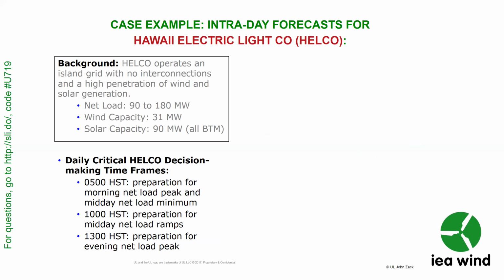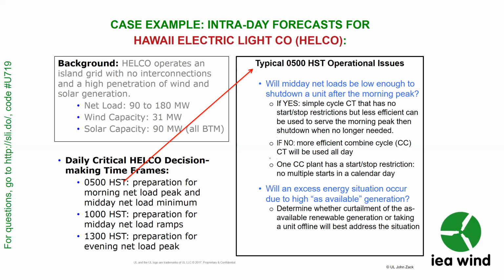And when we evaluated the key decision times, we determined there are three of them: 5 a.m., 10 a.m., and 1 p.m. in the afternoon, local time. I'm going to focus on the 0500 time here, which is the preparation for the morning net load peak, which occurs about 7 or 8 a.m. as people get up and get ready to leave their homes for the day, and the midday minimum, in which you get a lot of distributed solar and the net load drops off after the morning peak. And there are two issues that come up when you're making decisions at 0500 in the morning for the morning peak and the midday minimum period.